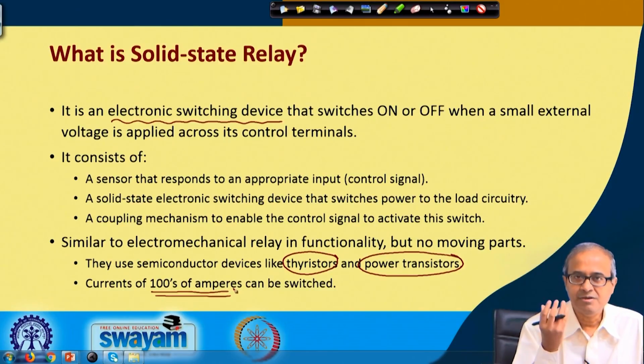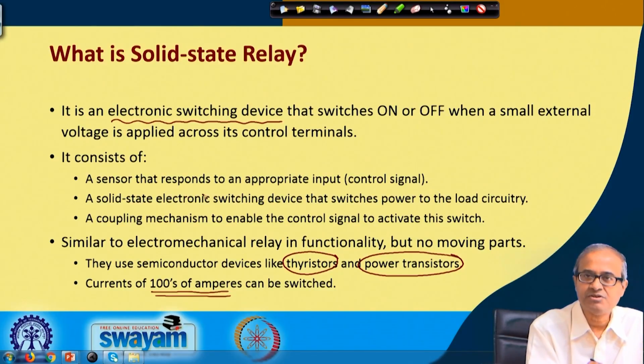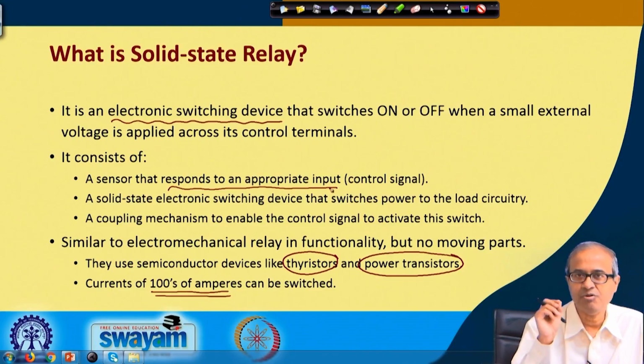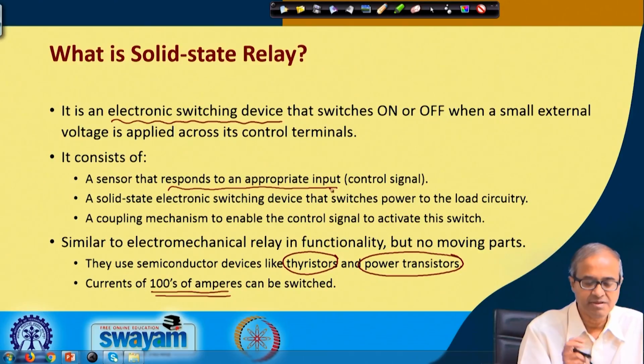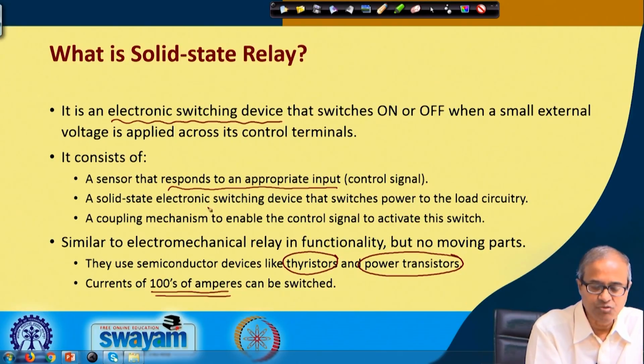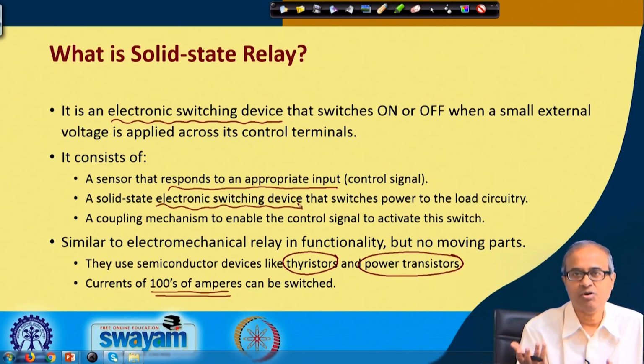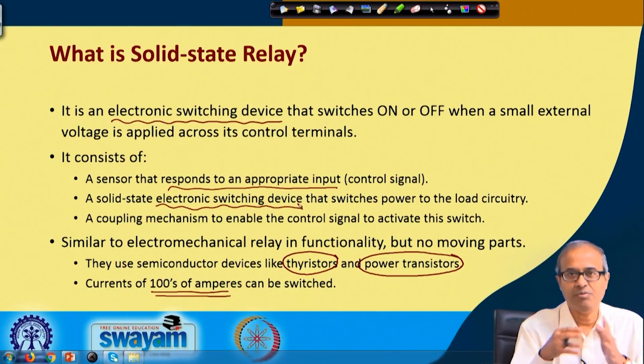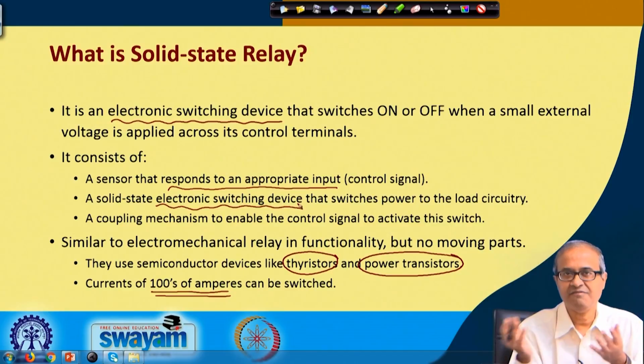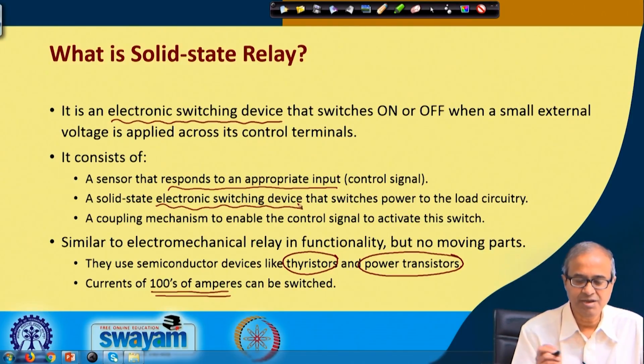Okay. Inside there will be some electronic circuitry which will respond to some appropriate input, a control 0 or 1 that you send, and this thyristor or power transistor, whatever is there, our electronic switching device, will be switched on or off, and that will turn the power on or off to the device that is being controlled. Okay. So, this is how a solid state relay works.